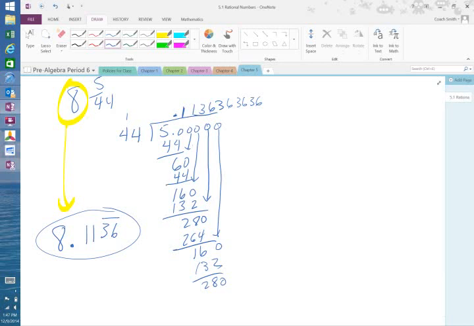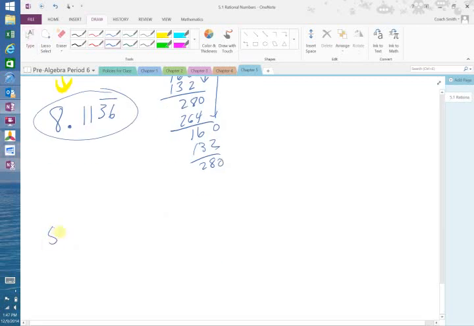The homework is this: 5.1, 14 through 18, and then 20, and 28 through 44. That's it. 14 through 18, 28 through 44.